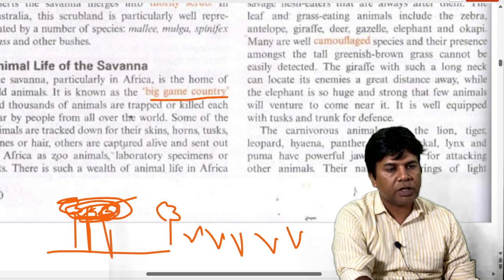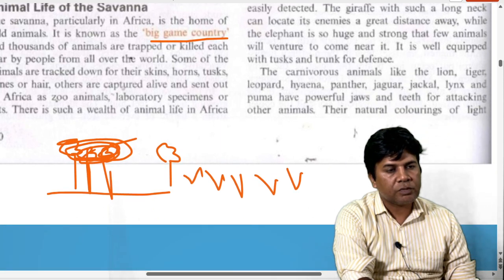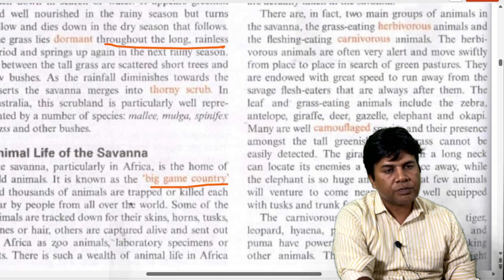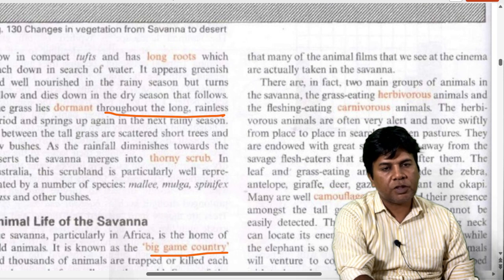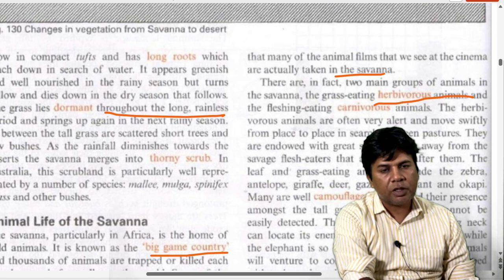Thousands of animals are trapped and killed each year by people from all over the world. Some of the animals are tracked down for their skin, horn, tusk, bones, and hair. Others are captured alive and sent out of Africa as zoo animals, laboratory specimens, or pets. There is such wealth of animal life in Africa that many of the animal films that we see at the cinema are actually taken in the savannah.